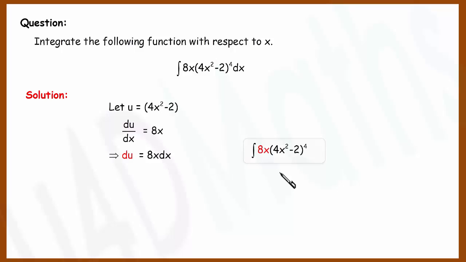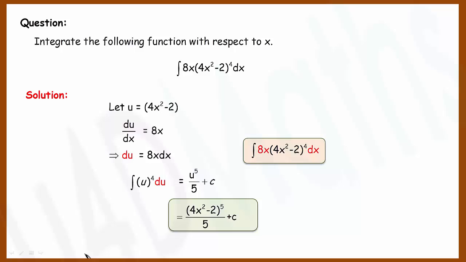Now in the original integral, we can take out 8x dx and replace it by du, and substitute u for 4x squared minus 2. The integral now becomes u to the power of 4 times du. If we integrate u to the power of 4, we add 1 to the power and divide by the new power, which gives u to the power of 5 over 5 plus a constant. And u is 4x squared minus 2, so resubstituting that back in, we get 4x squared minus 2 to the power of 5 over 5 plus a constant.